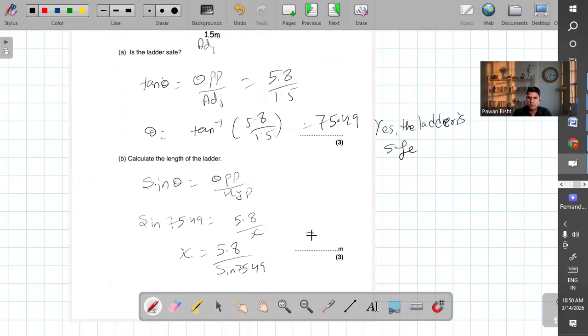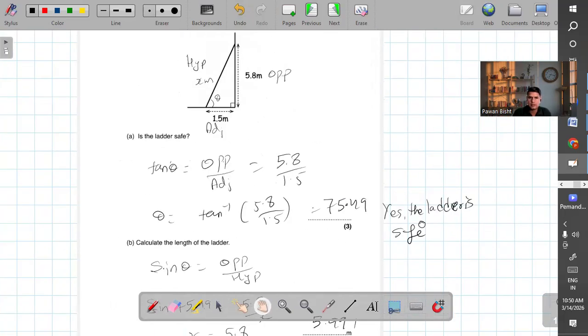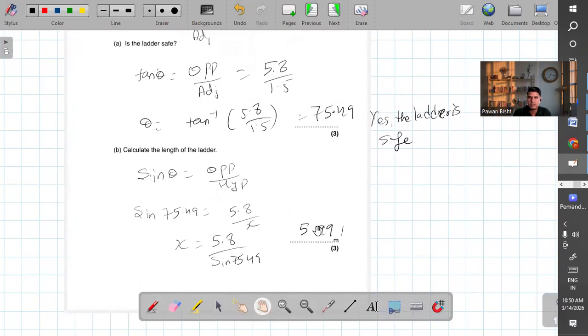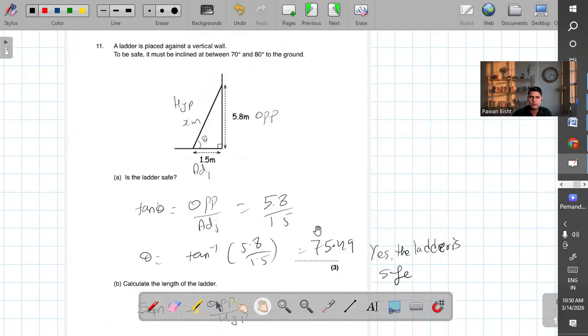Answer will be 5.991, approximately 6 meter, right? So the length of the ladder is approximately 6 meter. So this will be your answer. I hope this question is clear to you.